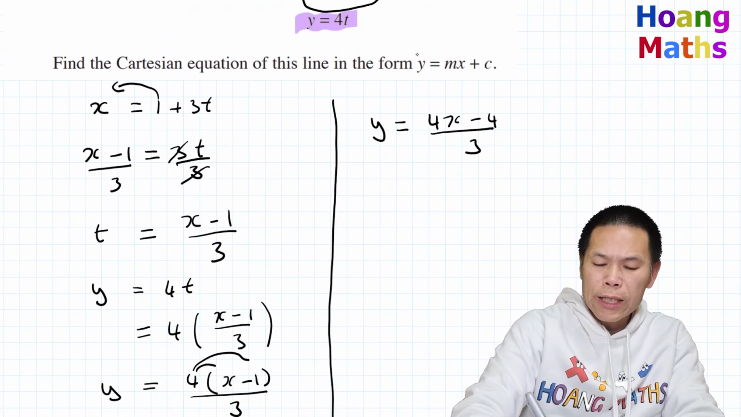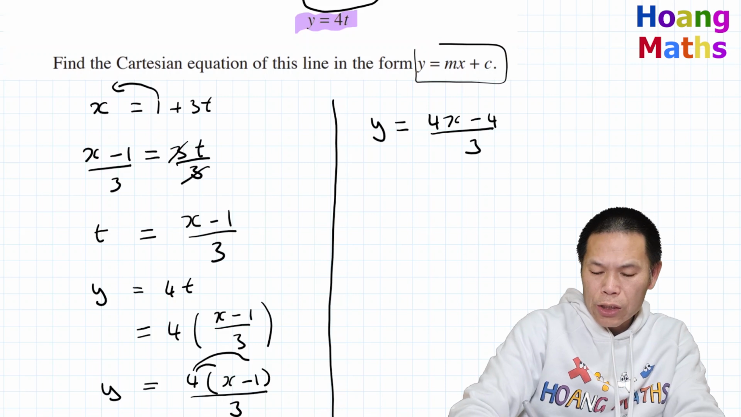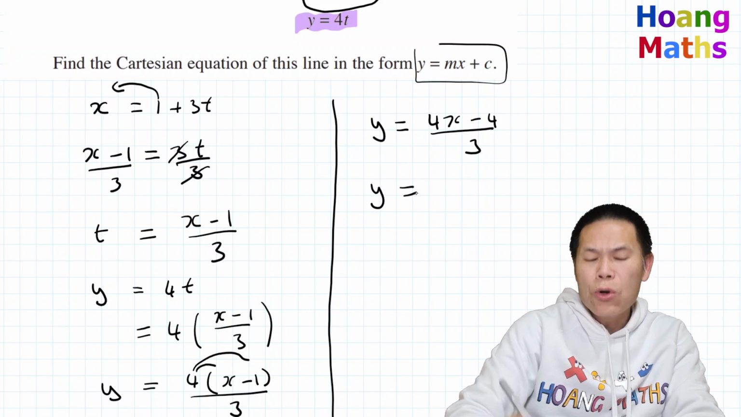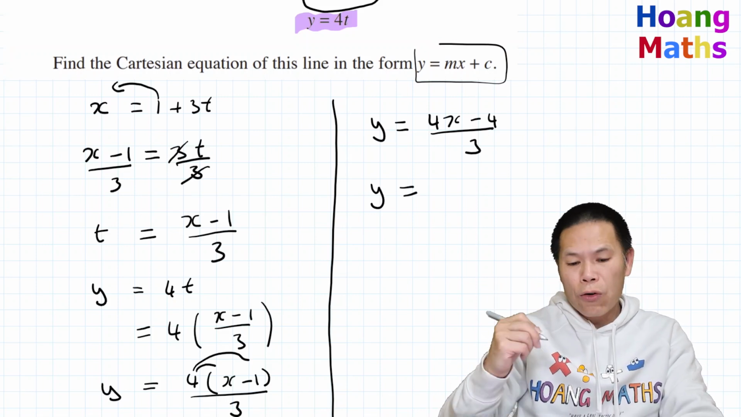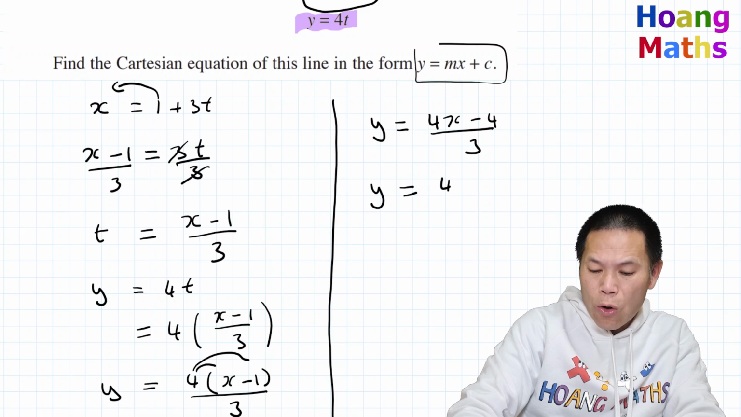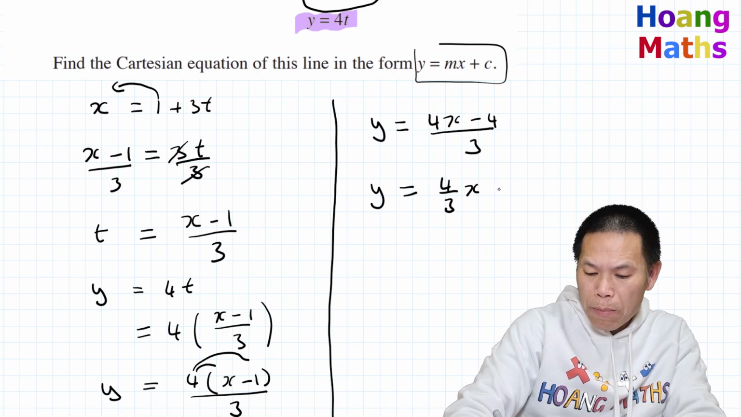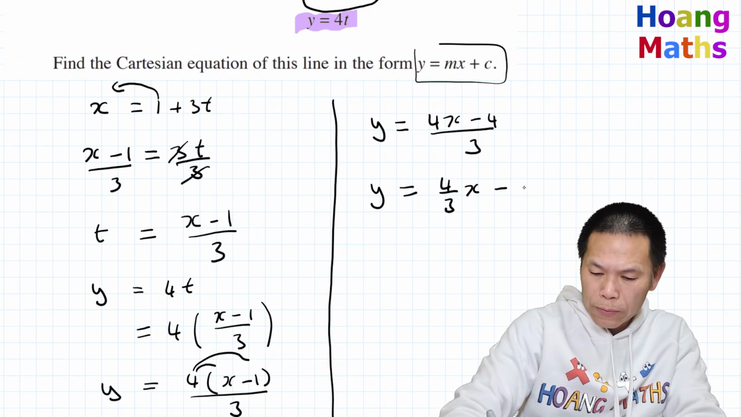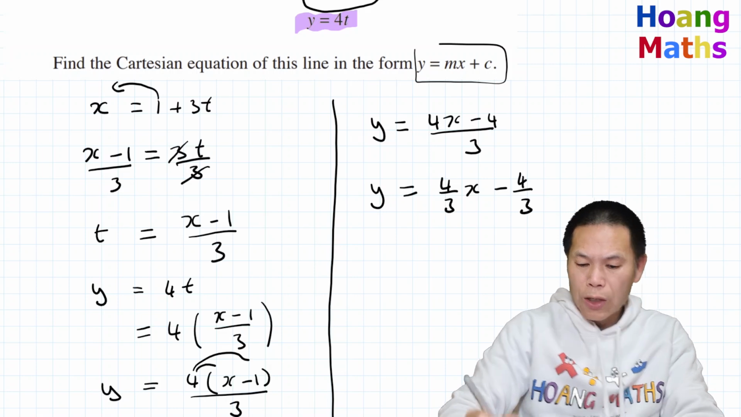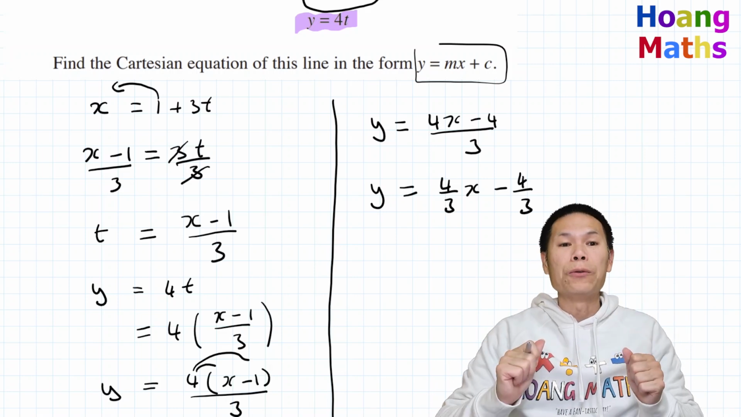Then we need to write it in this form, so I write y equals 4x over 3, which is the same as 4/3 x - 4/3. So there you go.